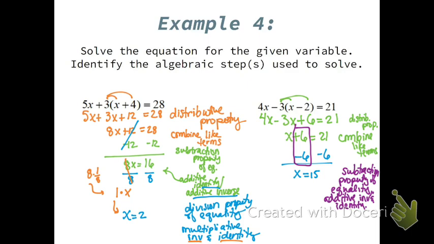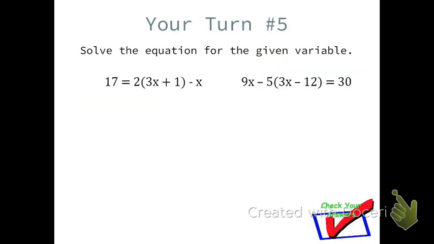All right, so next up, we'll give you a couple of problems to try on your own, and then we'll compare answers. So go ahead and pause the video, give these problems a try, and then come back to check your work.